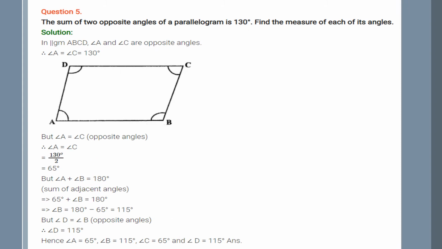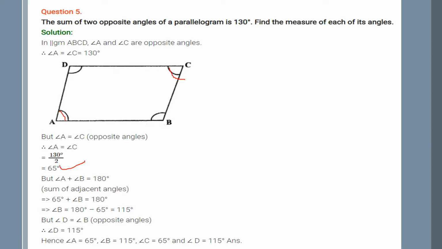The sum of two opposite angles of a parallelogram is 130 degrees. Find the measure of each of its angles. The sum of two opposite angles, you can take it as A and C. The sum of angle A and C is 130 degrees. As it is given to you, two opposite angles sum is 130 degrees. So angle A will be 65 degrees, right, because both are equal, no? So angle A will be 130 divided by 2.